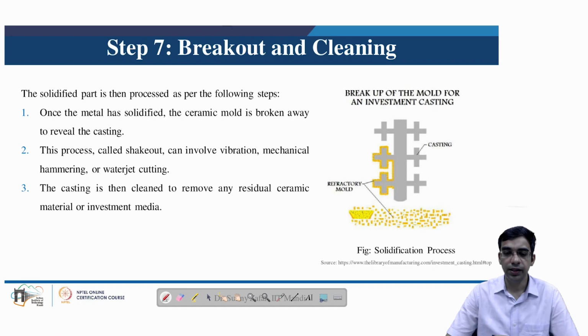Step number 7 involves breakout and cleaning. After the solidification of the molten material is complete, the ceramic mold is broken away to reveal the casting. The process is known as shakeout. This process can also involve vibrations, mechanical hammering, or water jet cutting. So this vibration or hammering and cutting will remove the ceramic shell from the outside, and the casting is then cleaned to remove any residual ceramic material or the invested material in it.